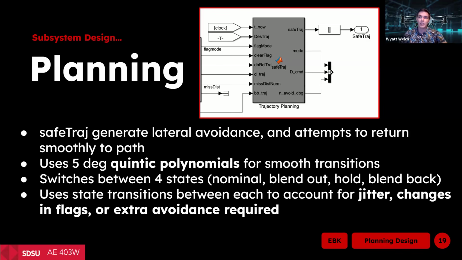There are four states: nominal, blend out, hold offset, and blend back. Each of these can switch to one or the other given the current change in the flag mode to the drone, which allows for immediate adjustments if the given information calls for it. These three aspects of the planner are combined, which creates the trajectory command, which itself replaces the drone's current desired trajectory.